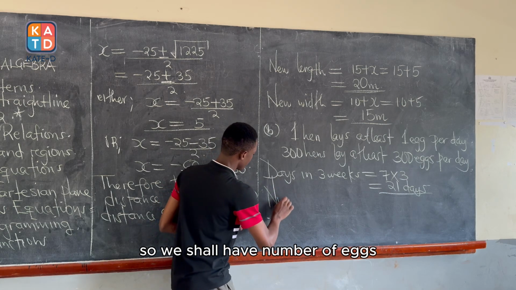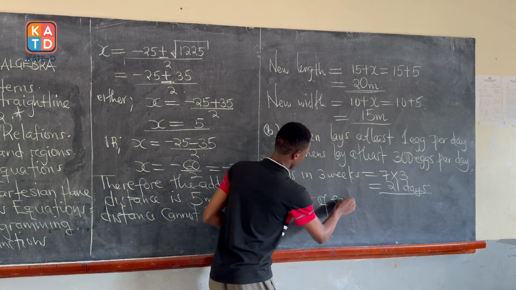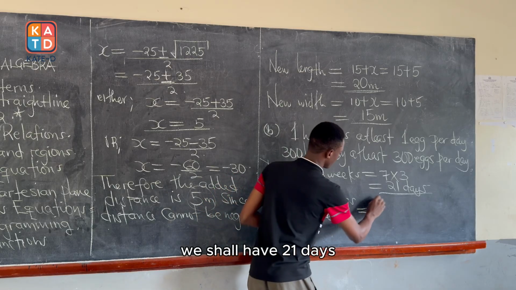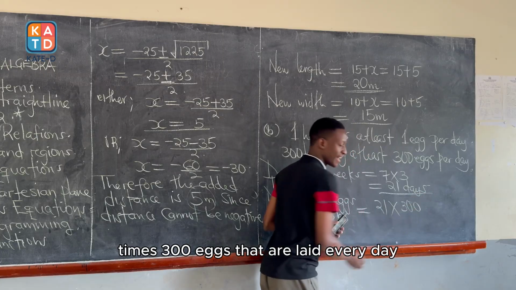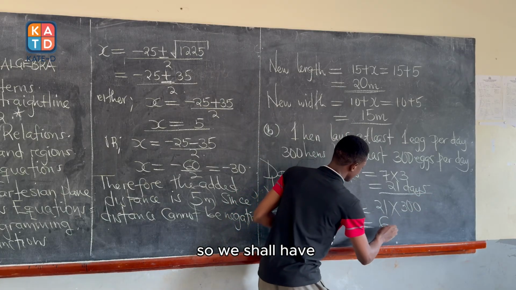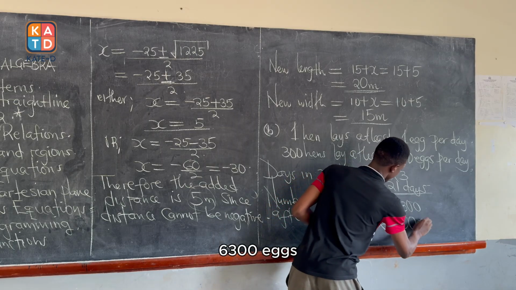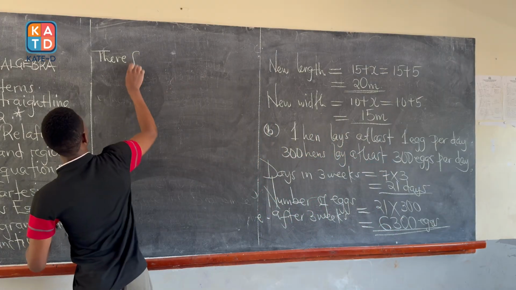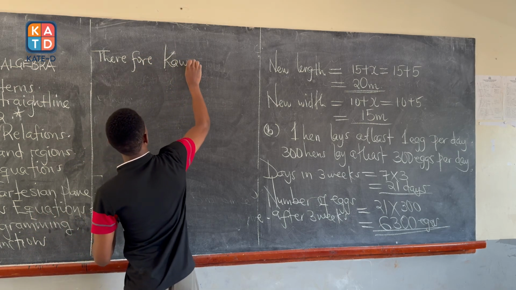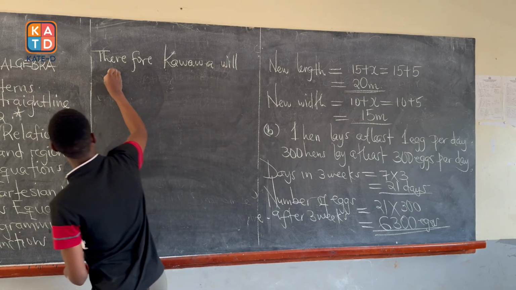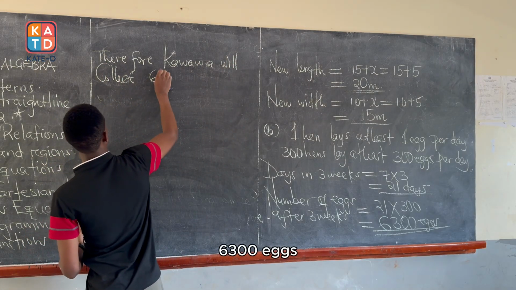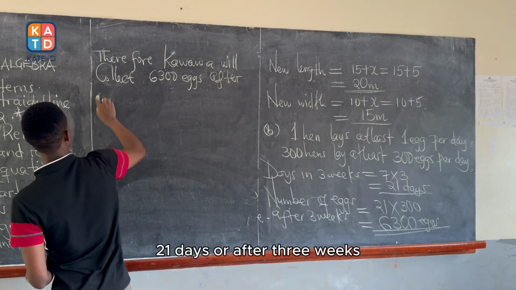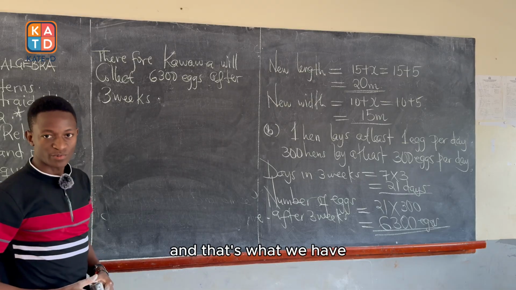So we shall have number of eggs after 3 weeks. We shall have 21 days times 300 eggs that are laid every day. So we shall have 6,300 eggs. And then we give a conclusion saying, therefore, Kawawa will collect 6,300 eggs after 21 days or after 3 weeks, and that's what we have.